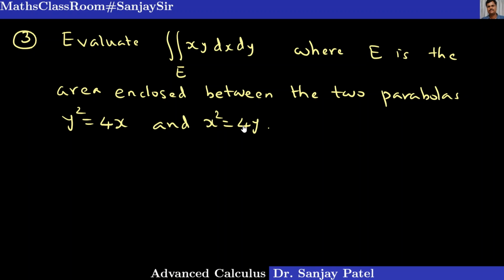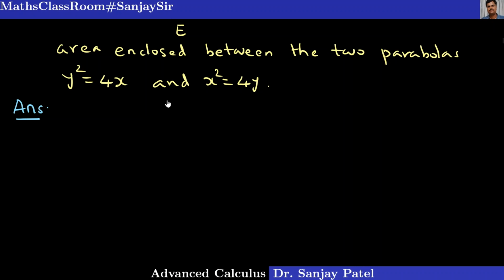Okay, fine. So let us understand this. First of all, these two parabolas are given. You know, the standard equation of a parabola is either y square is equal to 4ax or x square is equal to 4by. This one is symmetric about, say, replacing y by minus y. It is symmetric about the x-axis, and this is symmetric about the y-axis.